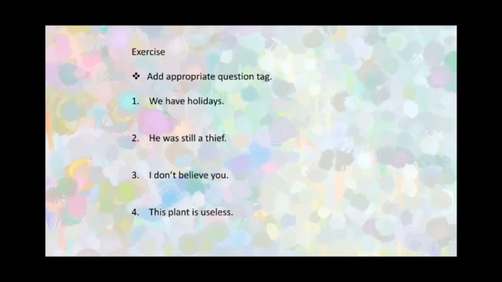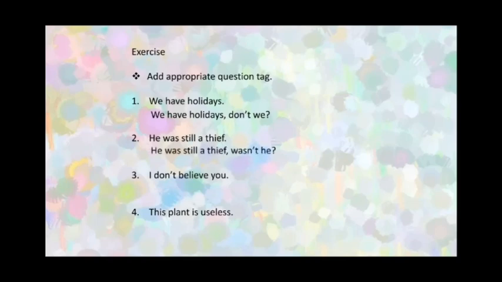So now we have completed the explanation. Let's solve some sentences and add a question tag to them. The first sentence is, we have holidays. We need to rewrite the whole sentence, and instead of a full stop, put a comma, and the tag is don't we, with a question mark. We have holidays, comma, don't we? Question mark.